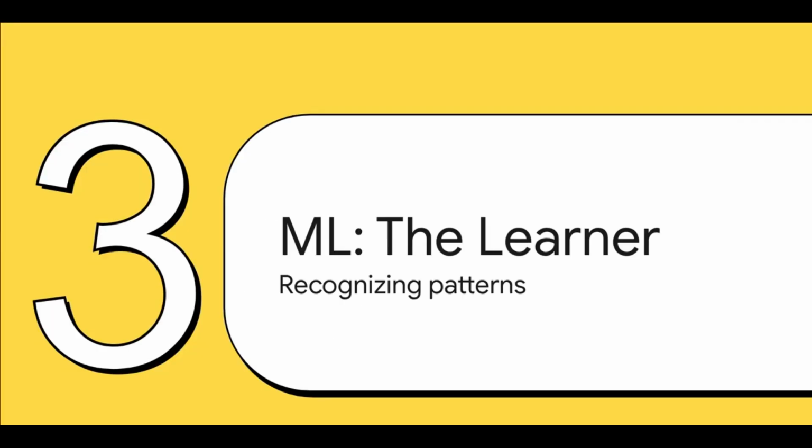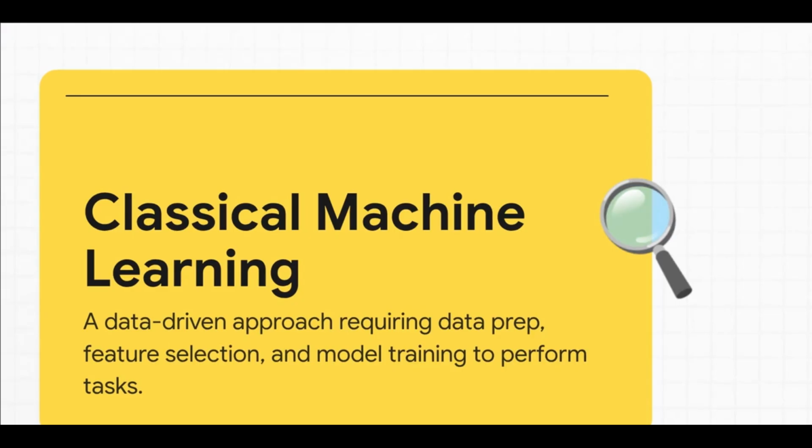Okay, so if symbolic AI is all about writing rules, machine learning, or as I call it, the learner, is all about finding patterns. This is a huge shift in thinking. Instead of telling the machine exactly what to do, we're now giving it a bunch of data and asking it to learn for itself. So here's the definition you'll want to have in your back pocket. The key is that it's data-driven.